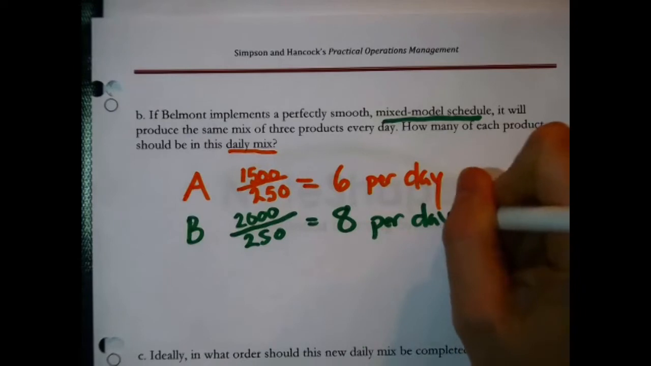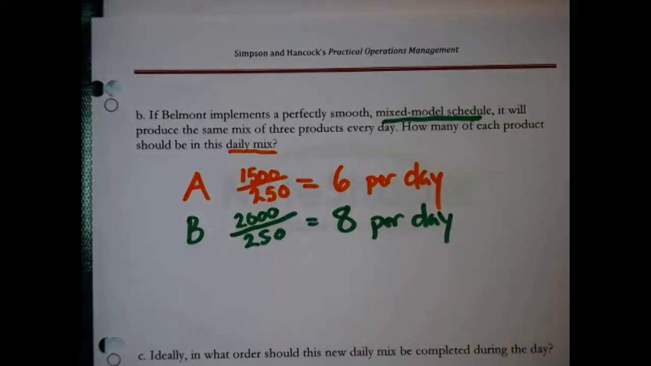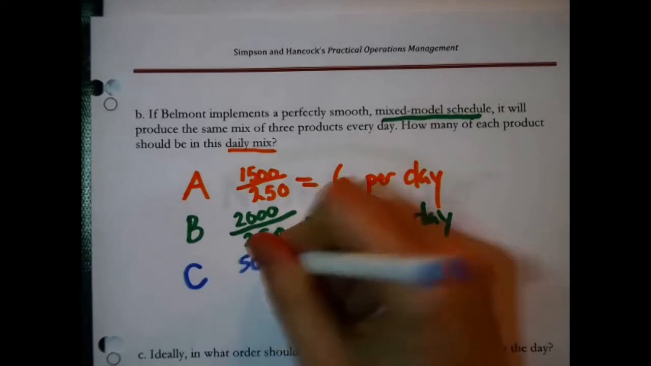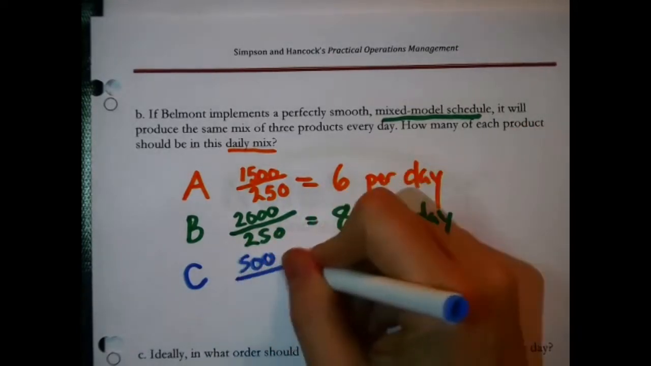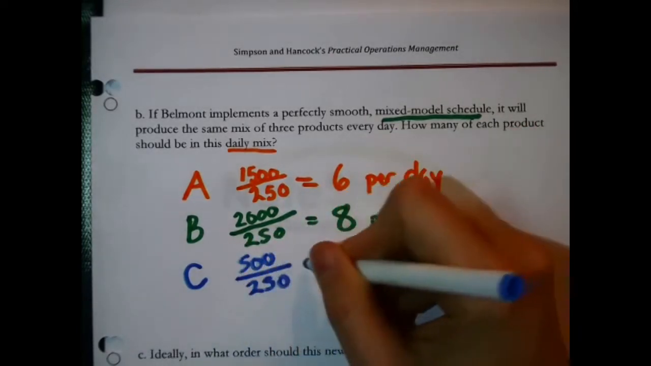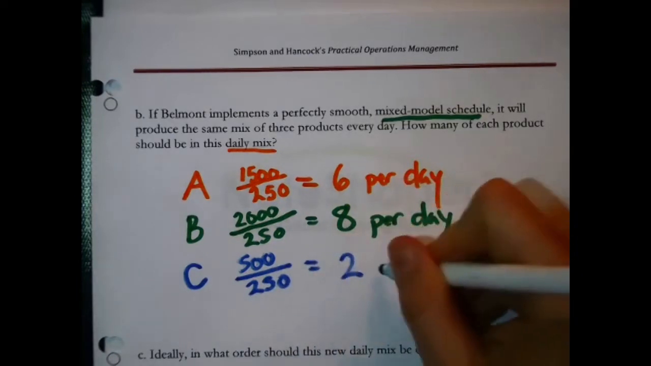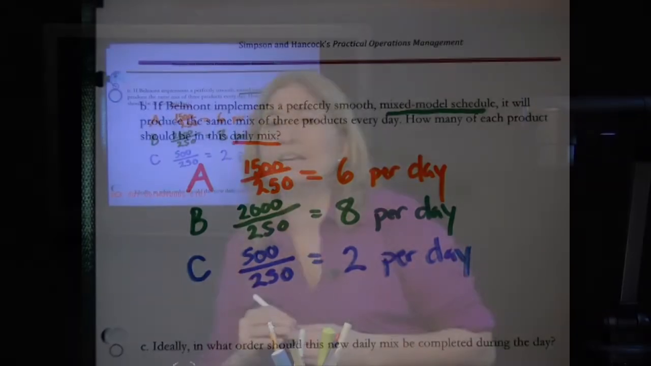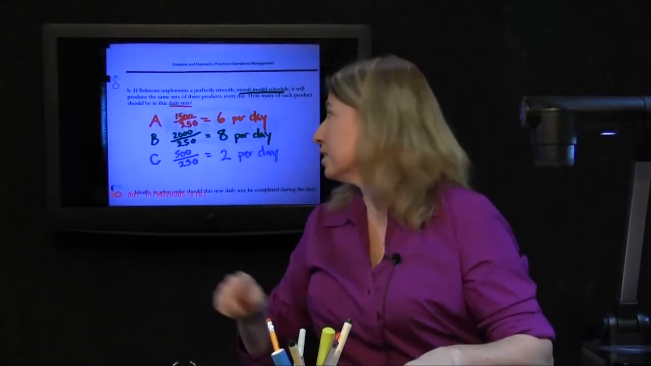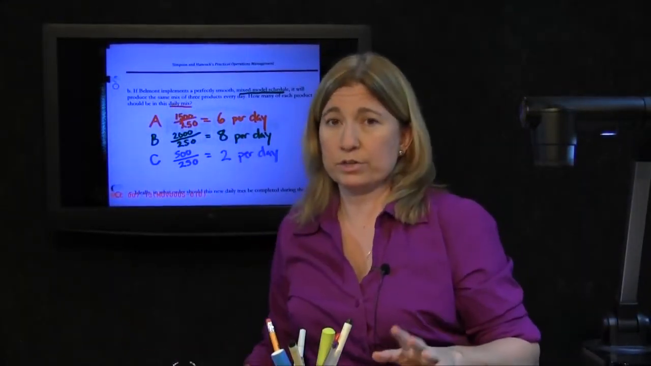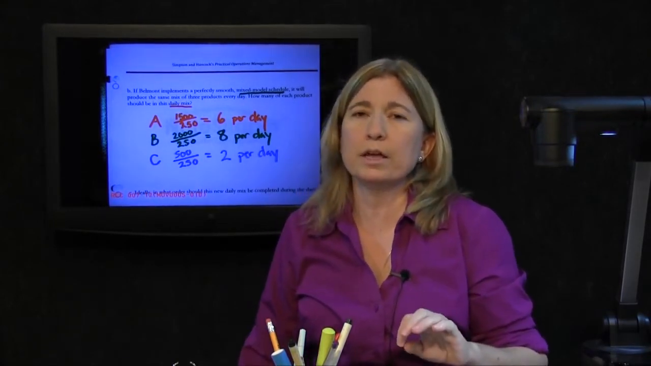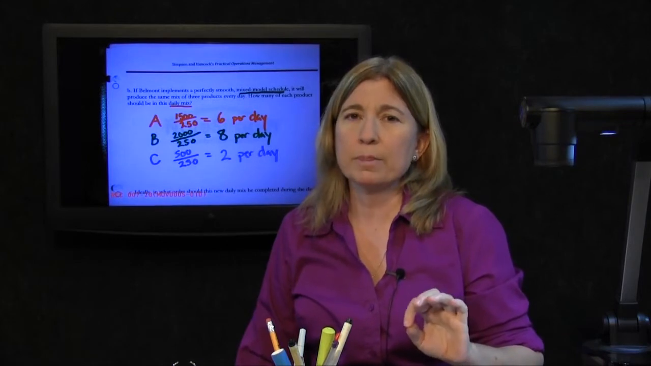I get 8 per day, whereas for C, they only need to make 500 over the course of a year. It's the same 250 working days. To do that, do remember to make 2 boxes of C each day. Now, this is the daily mix that the president would like to see in order to implement mixed model scheduling.